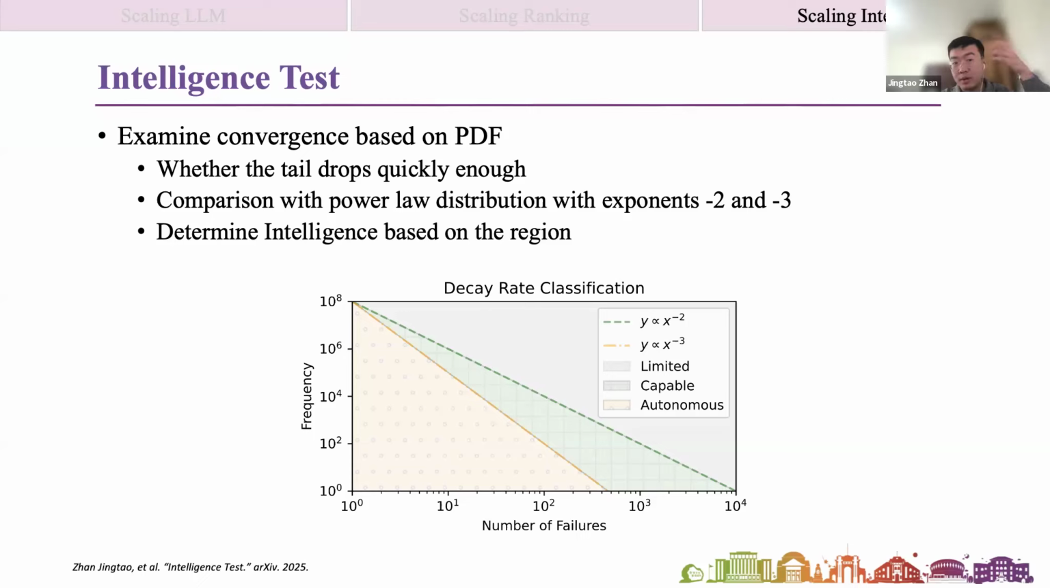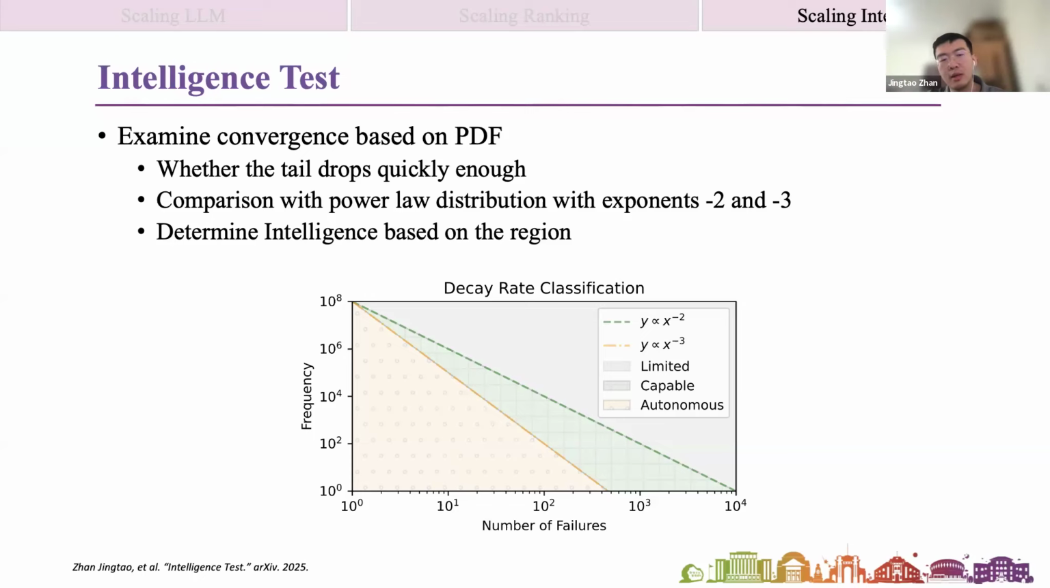To examine whether they are convergent, we compare the distribution with the power law distributions with exponents -2 and -3. And we draw this log-log plot. The x-axis is the number of failures, and the y-axis is the frequency or the probability. We use a log scale so that both power law distributions are straight lines in this figure. For any subject, we can draw their actual distribution of failure count in this log-log plot.